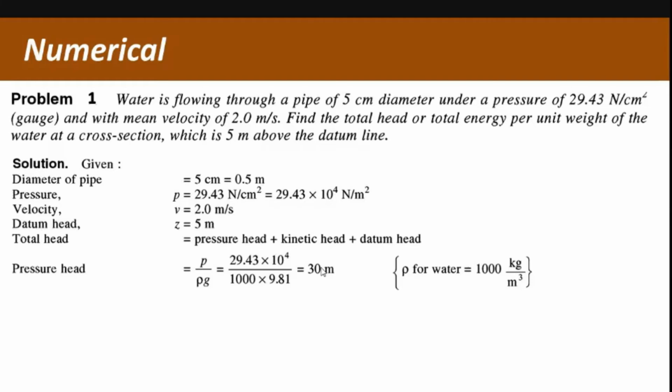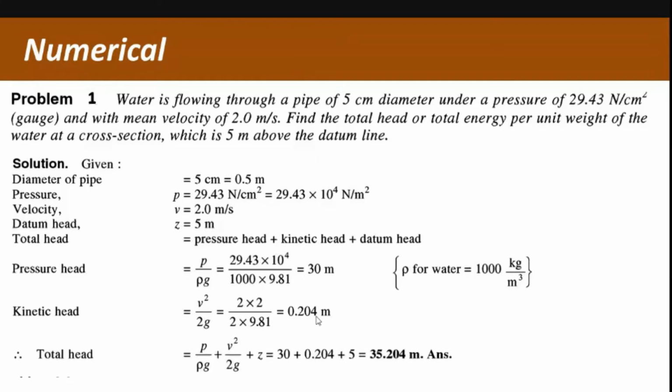After that, kinetic head or velocity head. Kinetic head or velocity head is v square by 2g. V is 2 meter per second, so 2 square divided by 2 into 9.81. It comes out to be 0.204. After that, next is datum head. Datum head is already given, 5 meter.